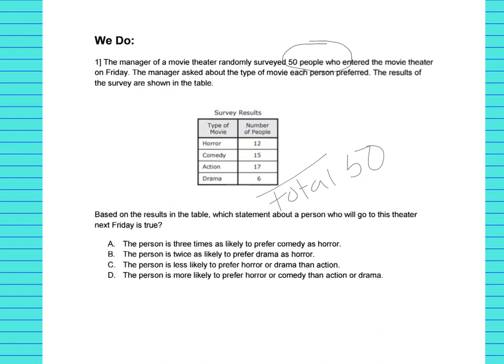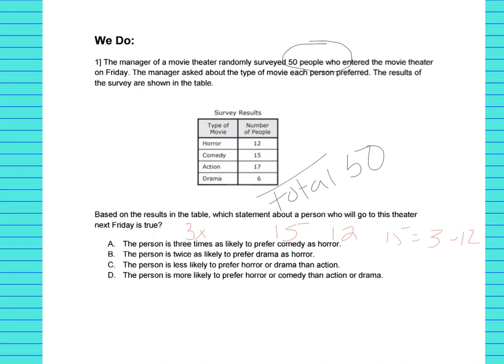Now, let's look at those answer choices. We're going to go through the same process we did before. Each answer choice is a sentence. We're going to turn it into a number sentence. The person is 3 times as likely to prefer comedy as horror. So 3 times, and then comedy is 15, horror is 12. The way we read this is 15 is going to equal 3 times 12. That is not true, so that is not going to be our answer choice.